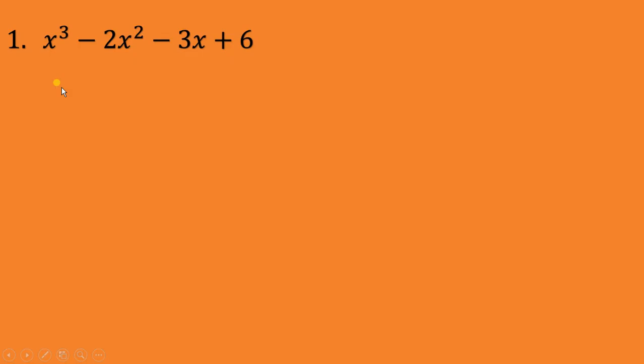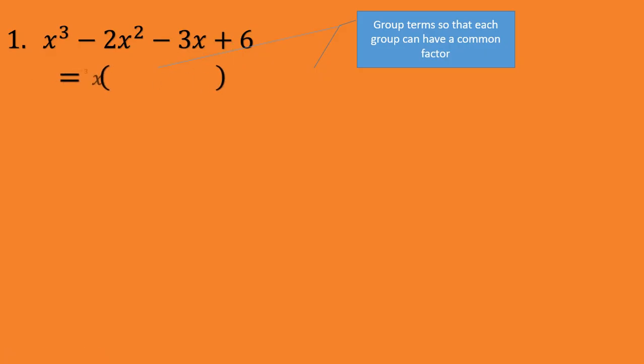And when we do group, we normally take the first two so that we can have a common factor if they can. We're looking at the first two here, x to the power 3 and x squared. X can be common, and 3 and 6, 3 can be common. So we're going to group them so that they can become common factors. So that is the first group you will group together.